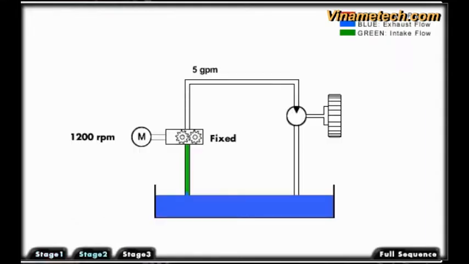In this example, a motor turning at 1200 RPM is driving a fixed displacement gear pump, producing 5 gallons per minute flow. The GPM can be changed if the RPM of the motor changes.